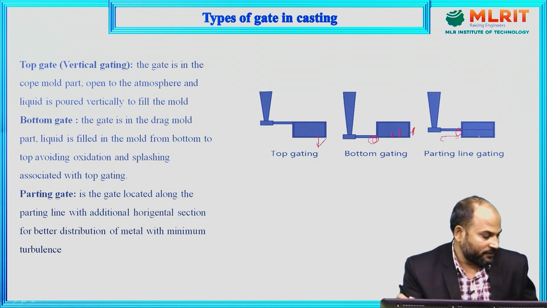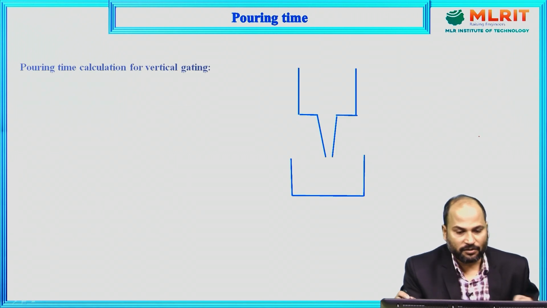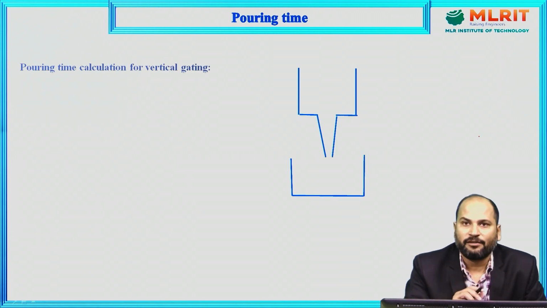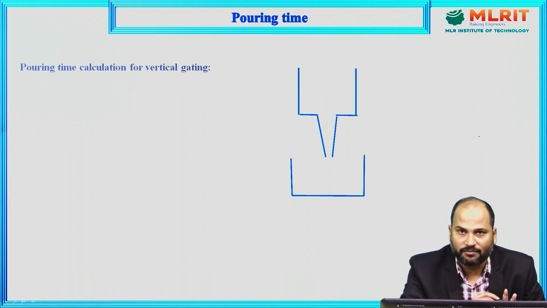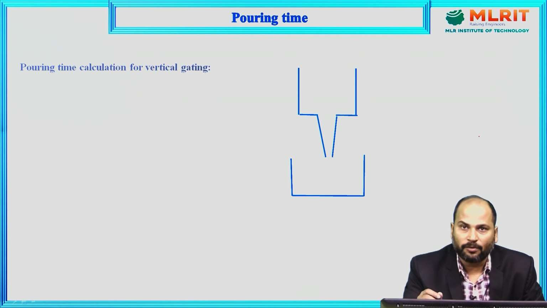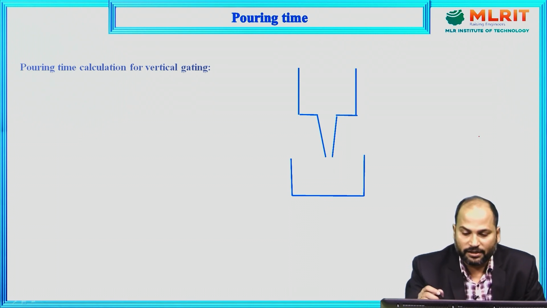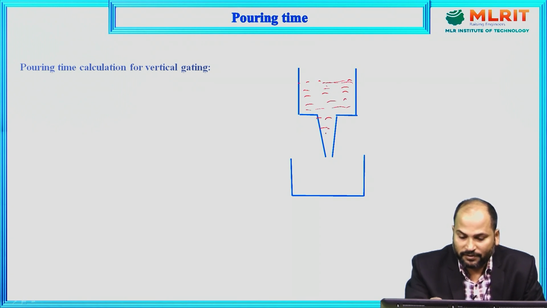Now after this we will see how to calculate the pouring time. Pouring time is very important, and we need to understand the meaning of pouring time. In this diagram we can see a top gating or vertical gating. This is the pouring basin, meaning liquid will be poured from here. Suppose the liquid inside is up to this particular height. This is the sprue, so the liquid is coming through, and this is the mold cavity.